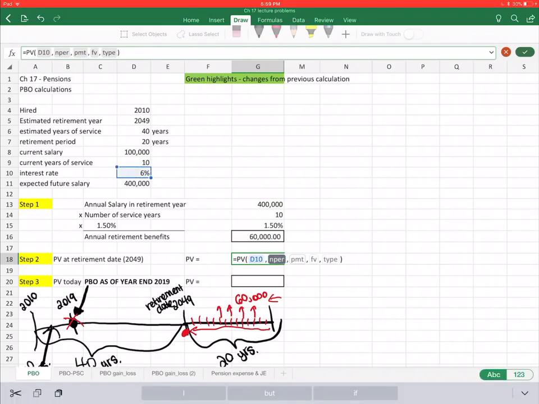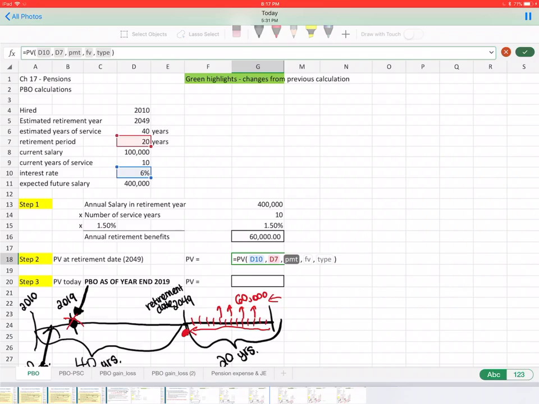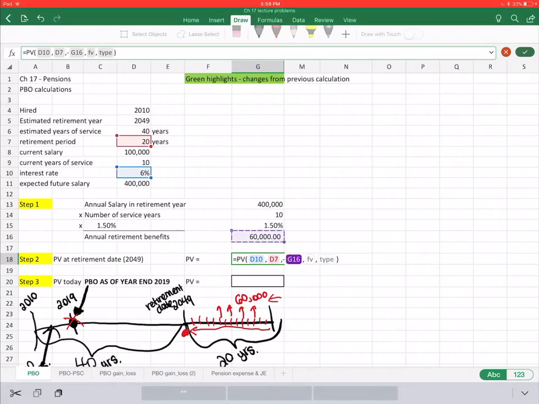My number of periods: how long are we promising to pay her that, or how long are we estimating that she is going to get that $60,000 annual payment? 20 years, right? That was our retirement period. What is that payment amount? That payment amount, and I'm going to put it as a negative, right? Because this is a cash outflow to our company. The cash outflow is going to be negative $60,000.